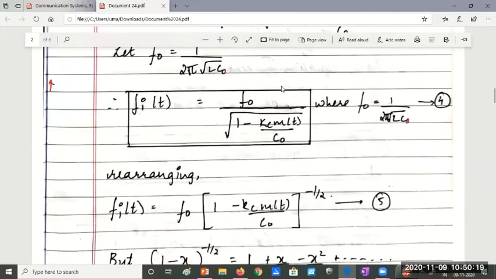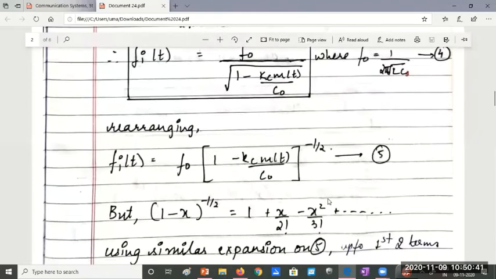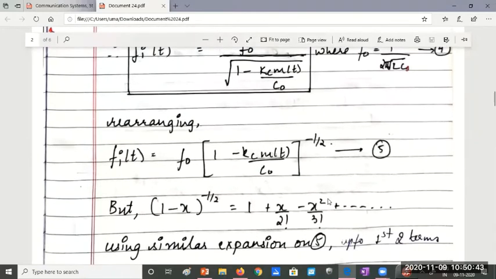Then I can shift it to the numerator. This square root component was in the denominator. Now, after writing it as power of half, if I shift it to numerator, it becomes to the power of minus half. Okay. So I told you it's all mathematics now, only manipulations to get the final FM equation. So what we did, we wrote this as power of half, then we shifted it to the numerator. I got power of minus half.